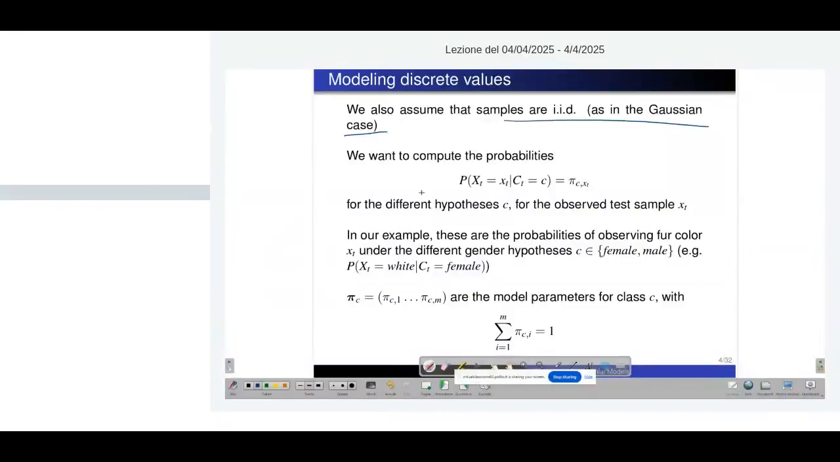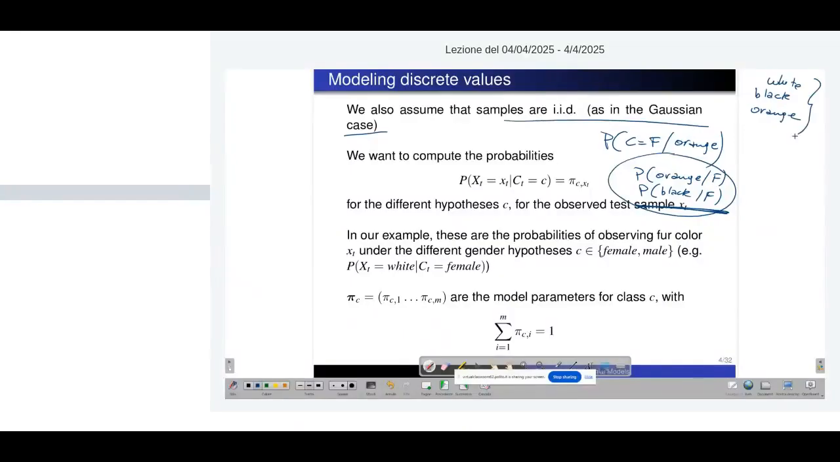It means that our model must compute the probability of female given orange. We want to do this through a generative model. It means that we need to model the probability of orange given female, the probability of black given female, and so on. So for each class, the possible outcomes are white, black, let's make just orange. Then we need to create a model that, given a value of the feature, for each class, tells us the probability of the feature given the class.